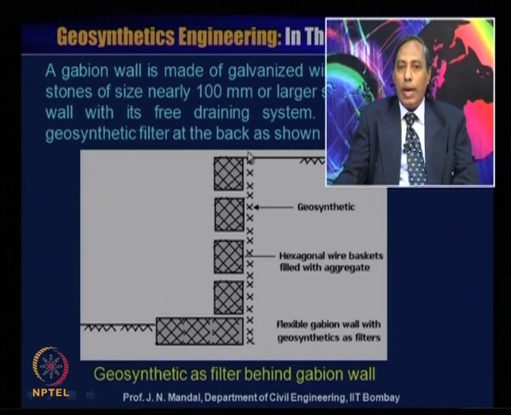So, that was the reason that you should provide one layer of geotextile material at the back of the gabion wall. Though the gabion itself is very good filtration or drainage material and the water can pass through easily, when you are placing the soil at the back, the soil may clog this wall. Therefore, it is required to provide a layer of geosynthetic material. This is the flexible gabion wall with geosynthetics as a filter, a hexagonal wire basket filled with aggregate. You can see how the geosynthetic is placed at the back of the gabion wall.